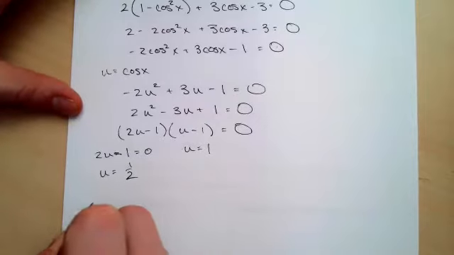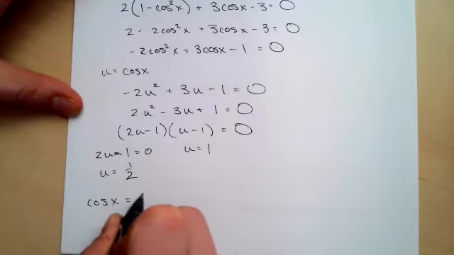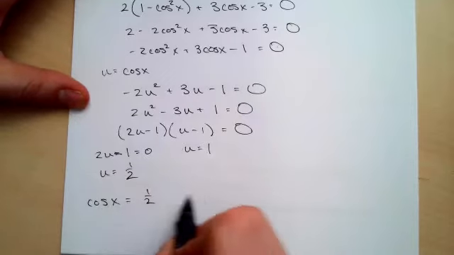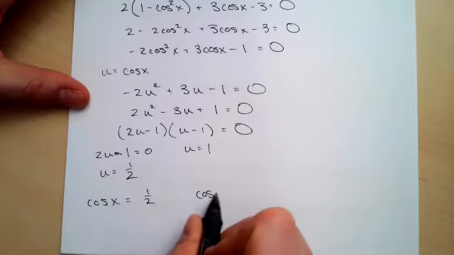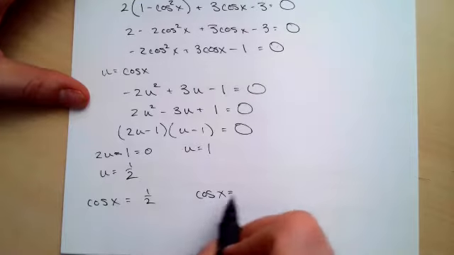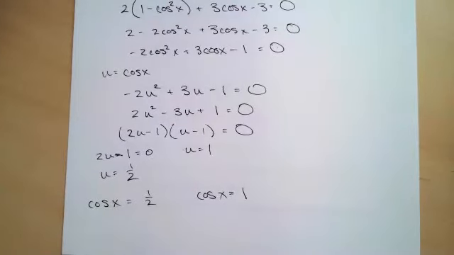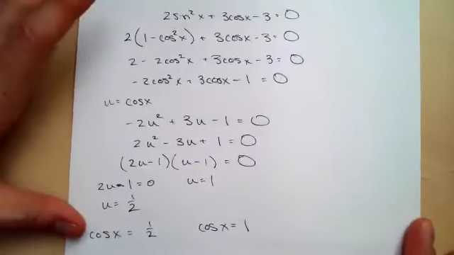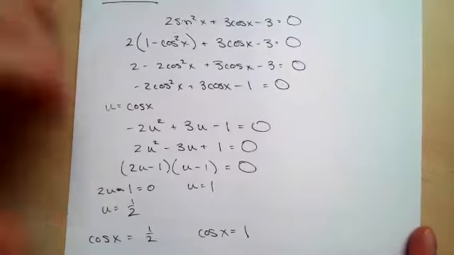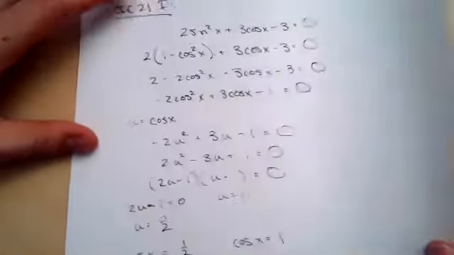And then now back substituting, we arrive at our most basic trig equations. We're looking for angles that satisfy cosine of x is 1/2 or cosine of x is 1. So that was part 1. A little lengthy there. But now we're just on the part 2. Part 2 is where all of our trig comes into play.